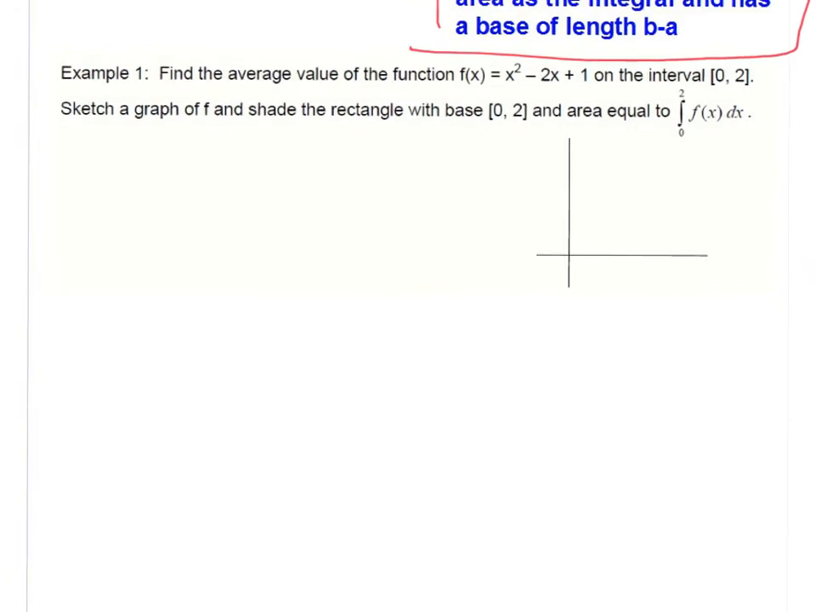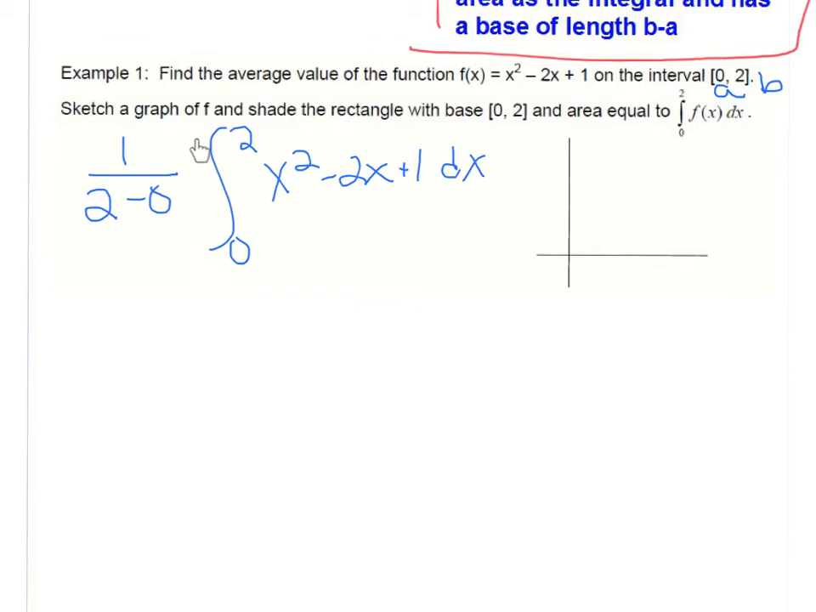Making the video with this software, I don't have access to a graphing calculator, but you should be able to do all of this in your graphing calculator the way that we have always done in the past. So it says find the average value of the function f of x between the intervals 0 to 2. So a is 0 and b is 2. So we're going to do 1 over 2 minus 0 times the integral from 0 to 2 of f of x.